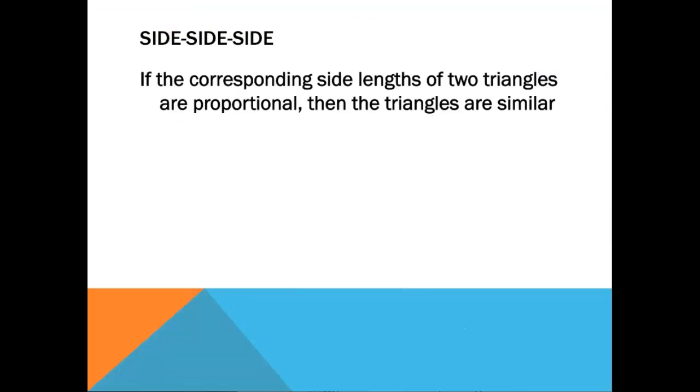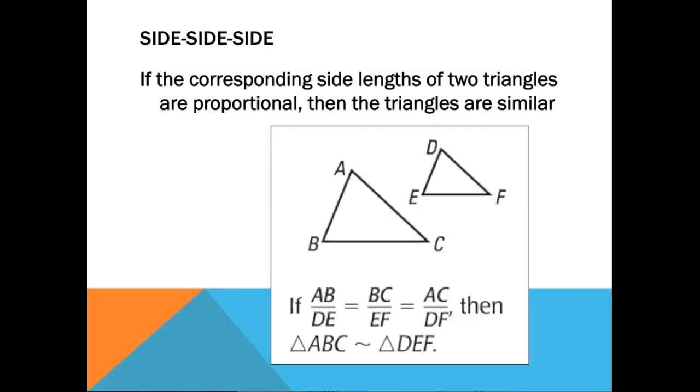All right, the next shortcut is side-side-side. So if the corresponding side lengths of 2 triangles are proportional, then the triangles are similar. But this means you have to show that all 3 sides are in proportion to each other. So if AB over DE is equal to BC over EF, which is equal to AC over DF, then you can say that triangle ABC is similar to triangle DEF.